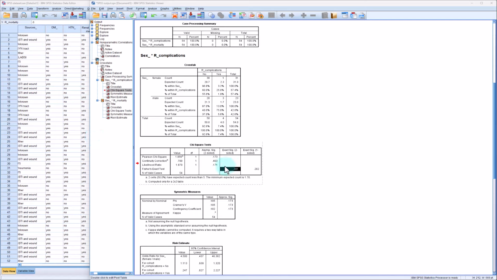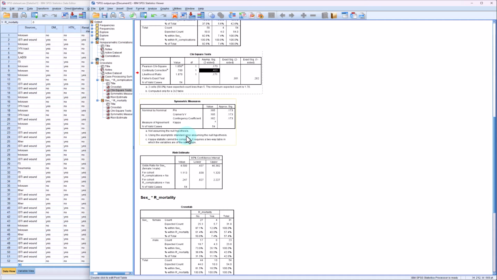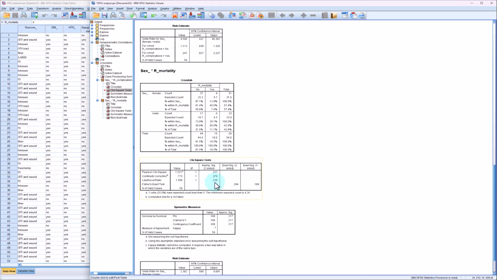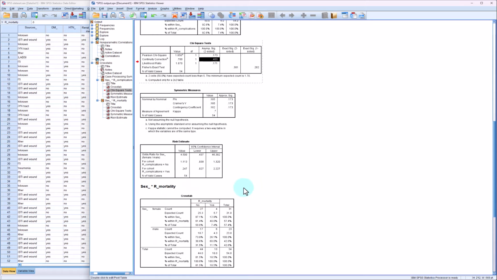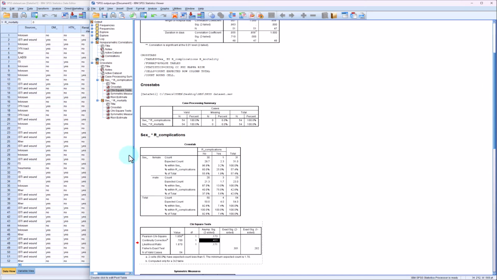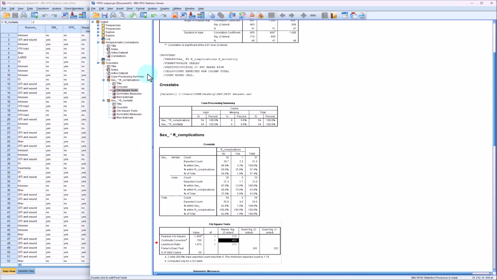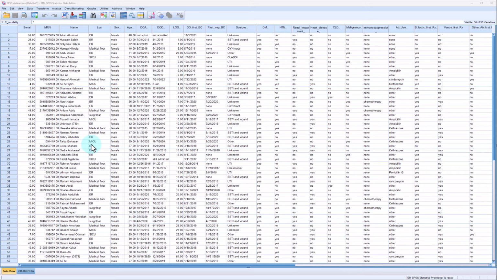Here you can see all the significance values or p-values of different tests like the chi-square test, Fisher's exact test, even the likelihood ratio and continuity correction. Everything is showing a non-significant result. I mean the p-value is more than 0.050, so there is no statistically significant association between sex and complications. Again, for sex and mortality, we see insignificant results. So the gender of the cases is not associated with their mortality or development of any sort of complications. But somehow I need to find a statistically significant result, otherwise this study would not be published.